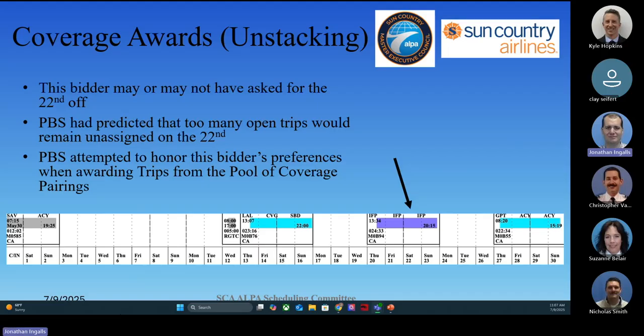If you are above 50% seniority, it is almost impossible to be unstacked upon. There are a whole bunch of Swiss cheese holes that have to line up in just the right way, and the stars have to align ever so perfectly to get unstacked upon. It's very unlikely it'll ever happen to you, but it could if you're above 50% seniority. Any questions on unstacking from anyone?